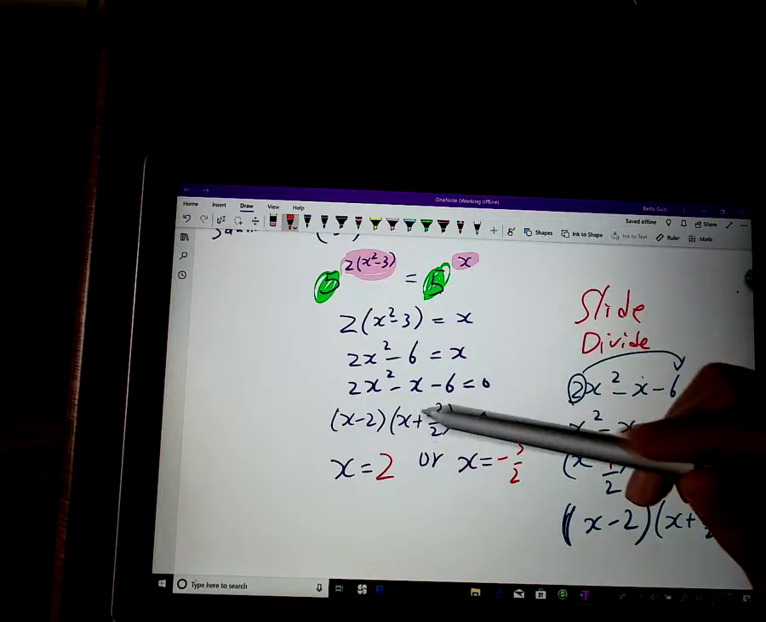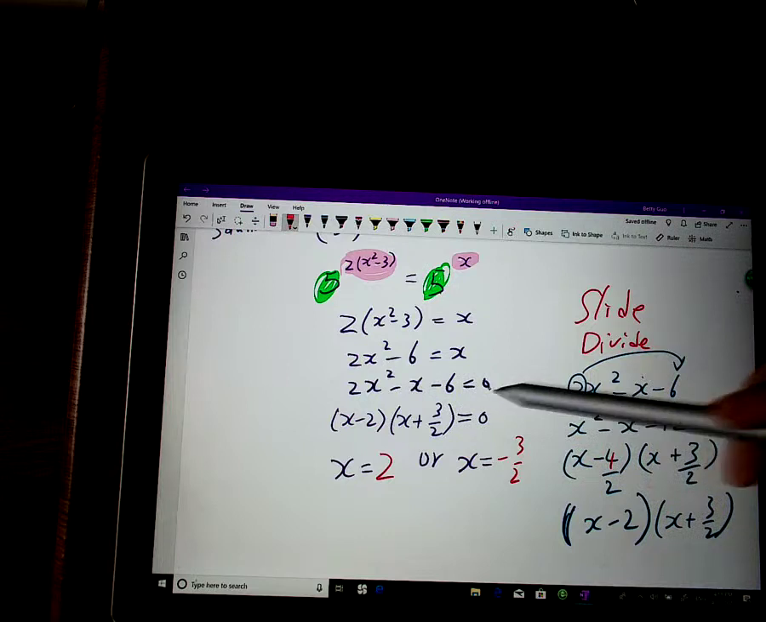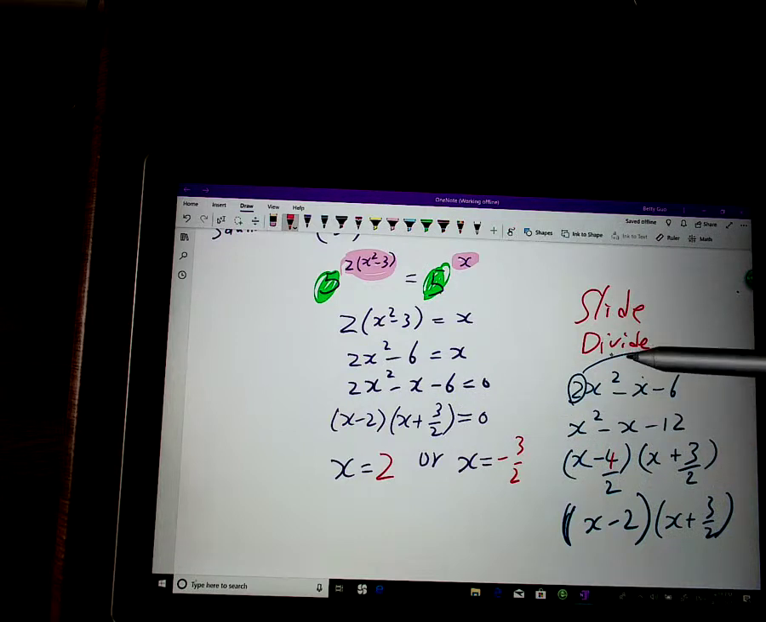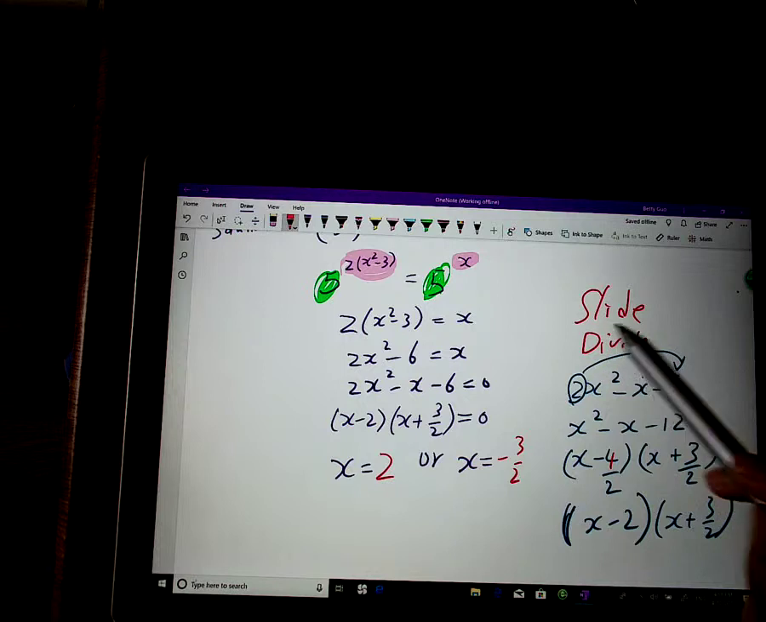The method we applied to solve this quadratic equation is called the slide divide method. We do not have to slide back. We talked about this before. If we are factoring, of course you have to slide back. But we are solving a quadratic equation, so we don't have to slide back. Only 2 steps, slide and divide.